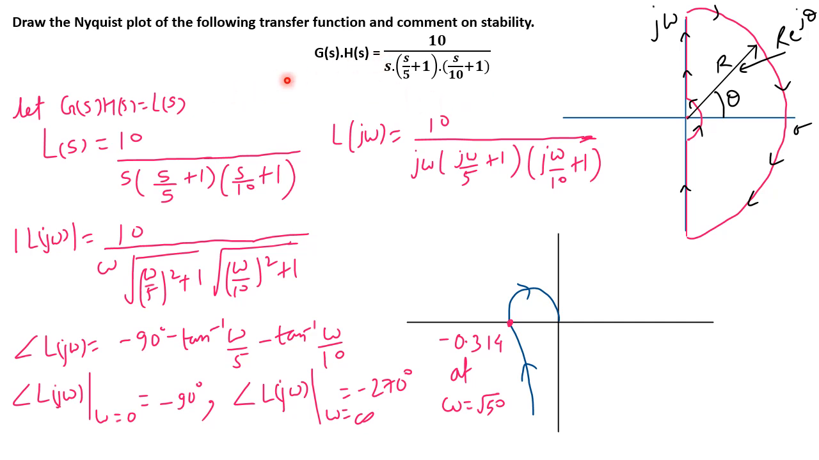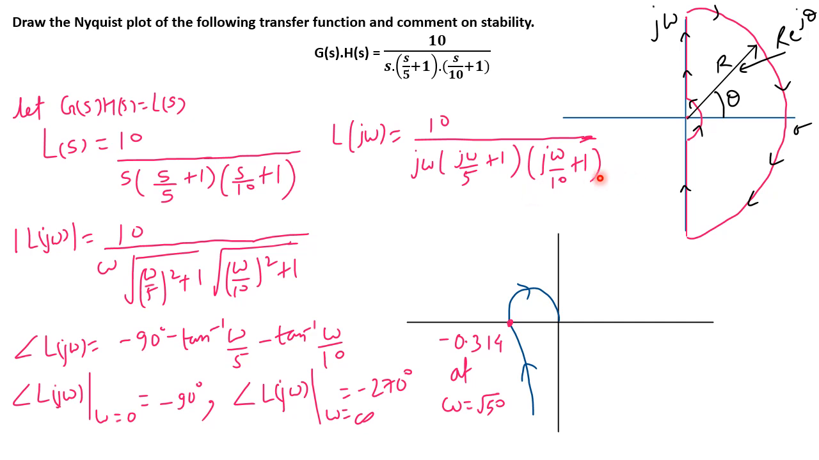So let us call this G(s)H(s) as L(s). So L(s) is now given as 10 over s into (s/5 + 1) into (s/10 + 1). For plotting the Nyquist plot, we have to map the entire right half of the s plane, and we have to include the j omega axis also. Let us first plot the part from j omega equal to 0 to j omega equal to infinity, which is called the polar plot.